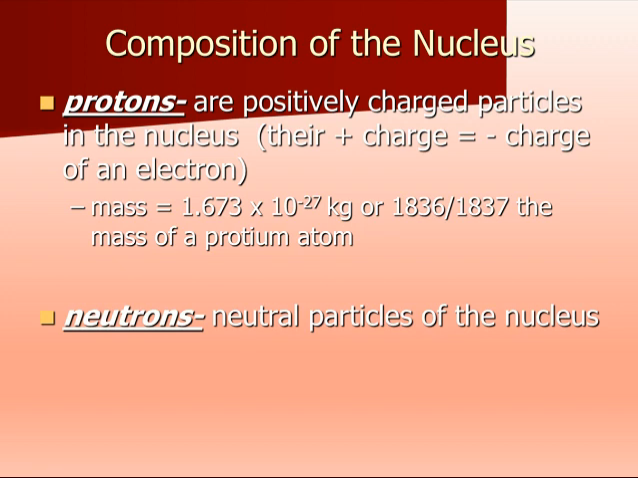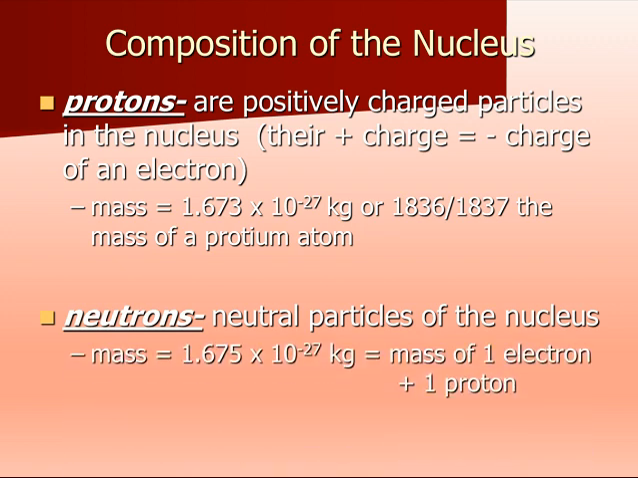Neutrons. Neutrons are neutral particles in a nucleus. I'd like to point out that the mass of a neutron is essentially identical to the mass of a proton. A neutron is, strictly speaking, the slightest bit more massive than a proton, but for our purposes in this class, we can round that off and just say that the mass of a proton is about the same as the mass of a neutron.